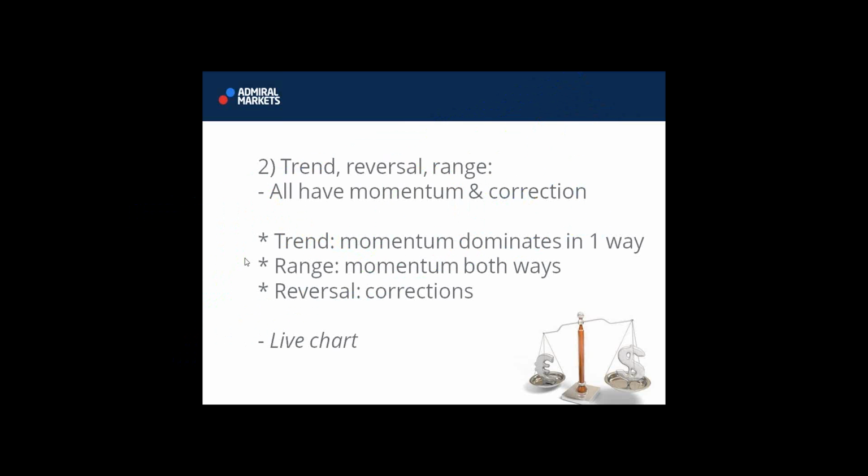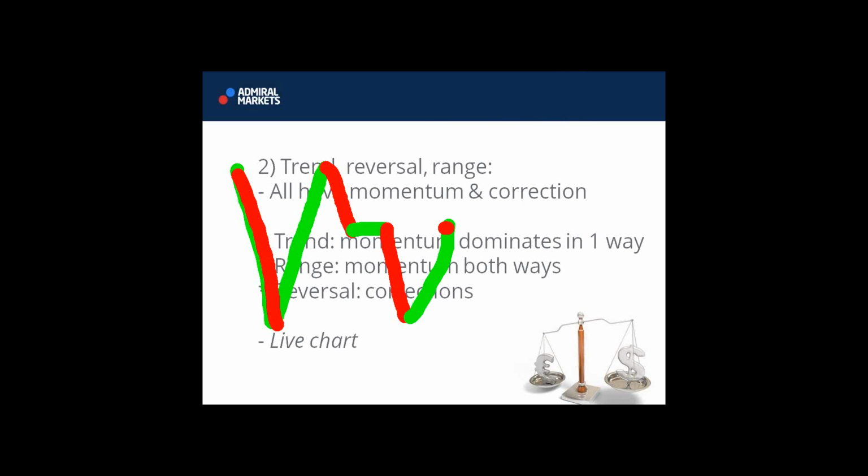In a range, we could see both as well. What could happen is that price is doing something like this: impulse, upside, downside impulse, sideways correction, downside impulse, upside impulse, sideways correction, upside impulse, and it does all of these things within this range.